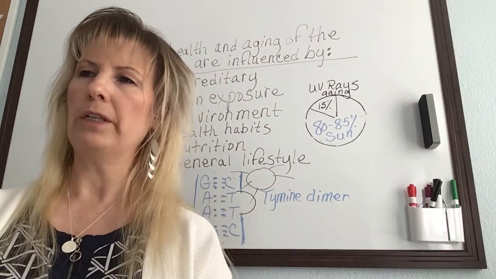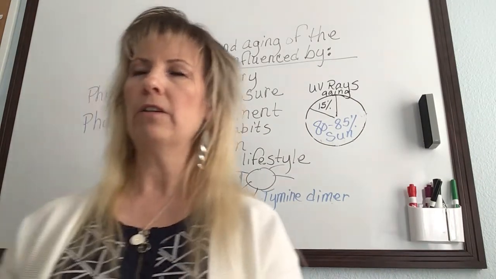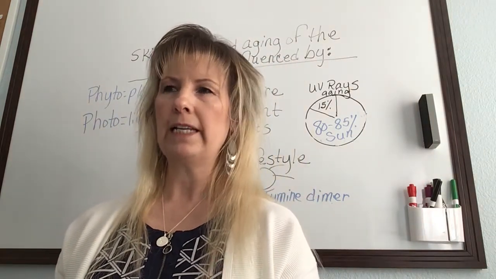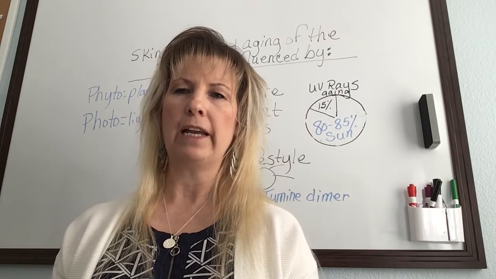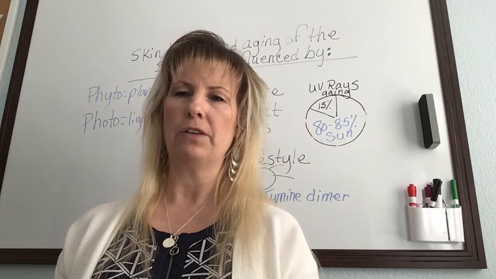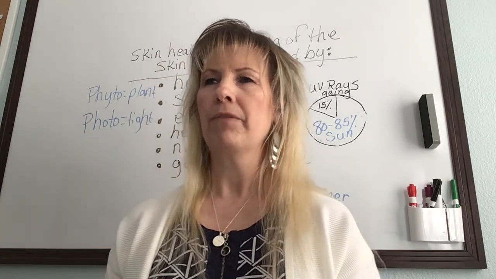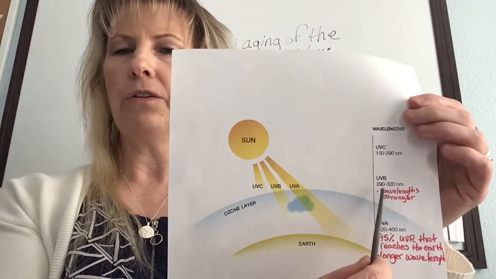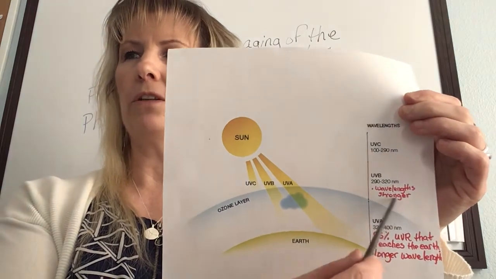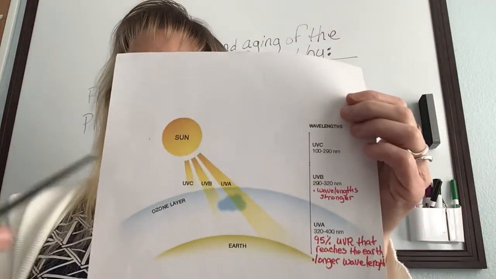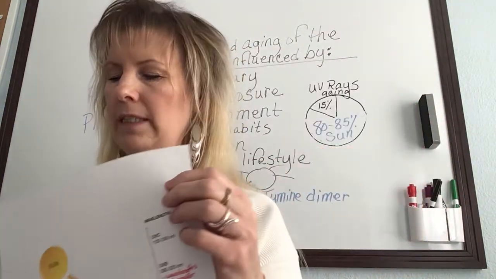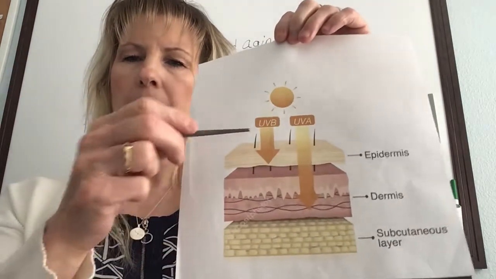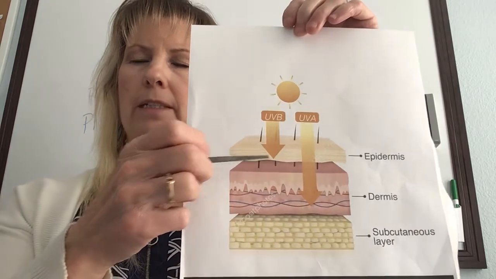So now we're going to go into the UVB. Those are also called the burning rays. They cause tanning, aging, and cancer, and actually both cause cancer, A and B. But they range here from 290 to 320 nanometers. And they are shorter, and they don't go as deep as your UVA. So they just stop here at the lower epidermis.